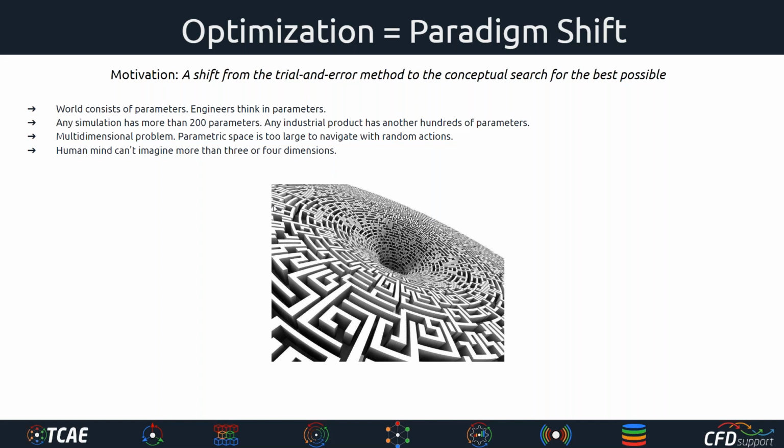And that makes us think about a multi-dimensional problem, right? There are multiple dimensions. Let's say we are talking about hundreds of dimensions, which makes the parametric space extremely complex and large, which is impossible to navigate with the trial and error method or random actions. It's absolutely impossible. As you know, a human mind can imagine like 3 or maybe 4 dimensions, right? But definitely not hundreds, and that's a problem.